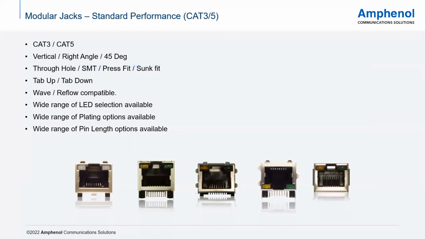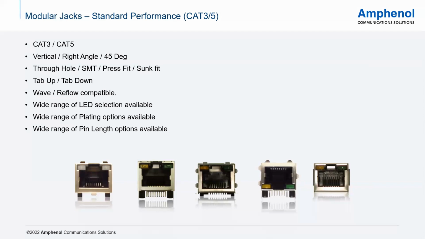In standard performance RJs, these are the 7 or 8 different types of categories on which we divide the RJs. So it can be either a Cat3 or a Cat5. It can either be a vertical, a right angle, or a 45-degree. It can be a through hole or a surface mount or a press fit or a sink fit. It can either be a tab up or a tab down. It can be compatible with wave soldering or reflow soldering.